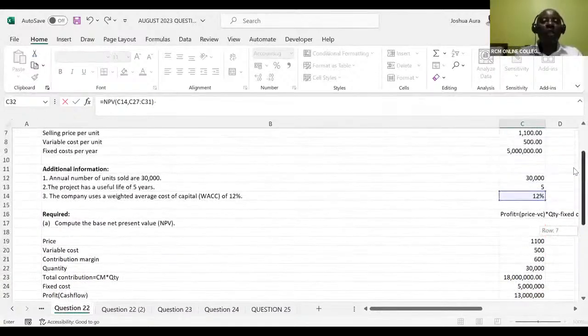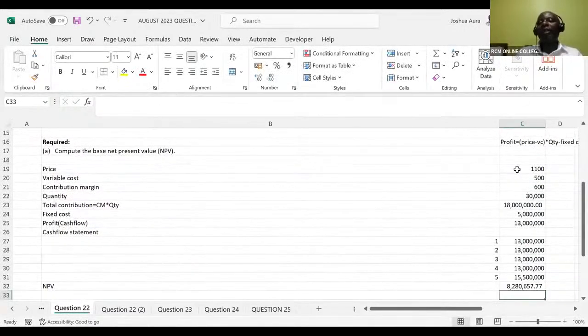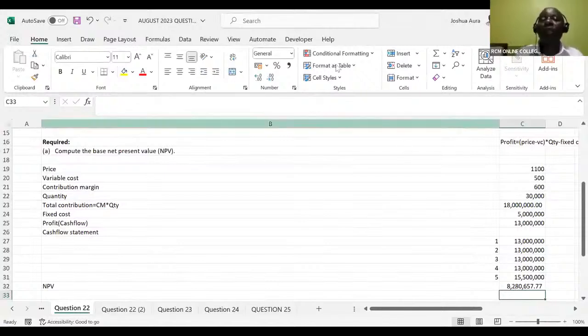Do we have the initial outlay? Oh, yes. You can either copy it directly from here or you type. Actually, you can even type. So in this case, you put it like that, and then you say enter. You can see I'm now able to get my net present value.